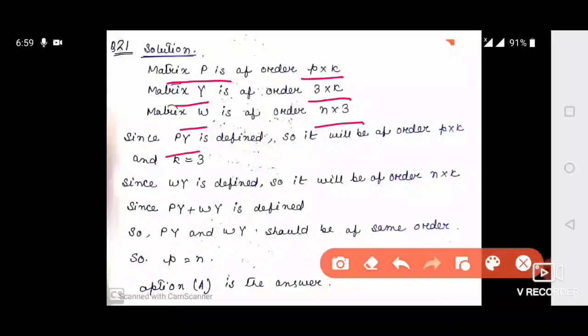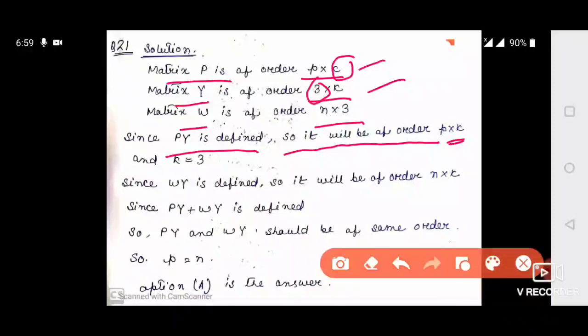Since PY is defined, it will be of order p by k. That means PY is defined means we can find PY. So order of P is p by k, order of Y is 3 by k. So since PY is defined, PY will be of order p by k and k must be equal to 3.